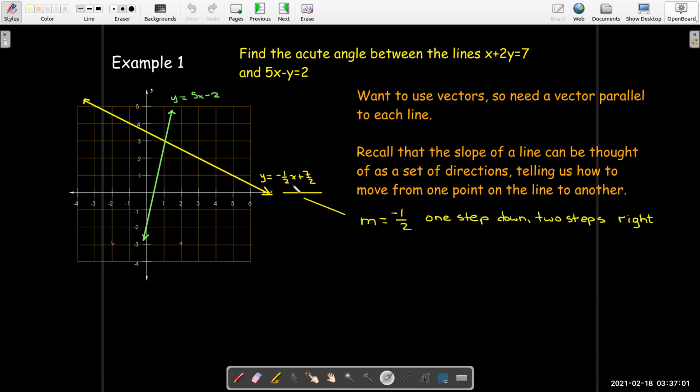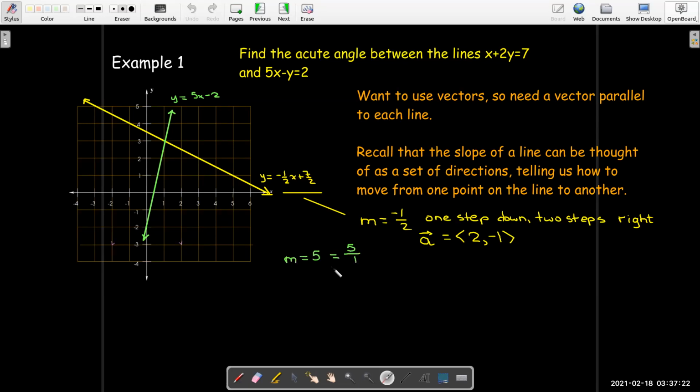Well, how would I write that as a vector? 1 step down, 2 steps to the right. Well, that would be a vector whose vertical component would be negative 1. That's the 1 step down. And the horizontal component would be positive 2. That's 2 steps to the right.